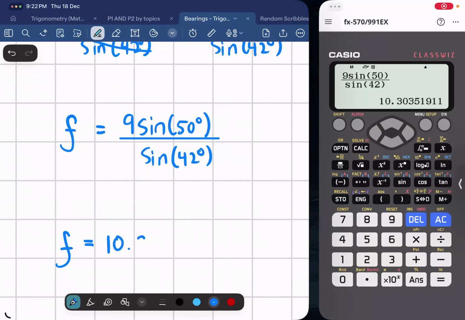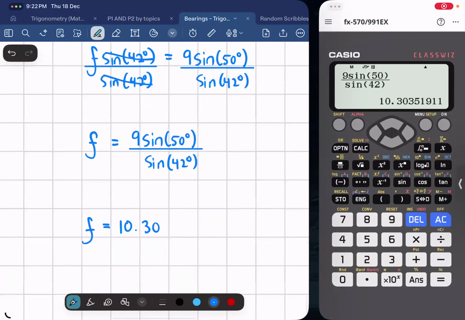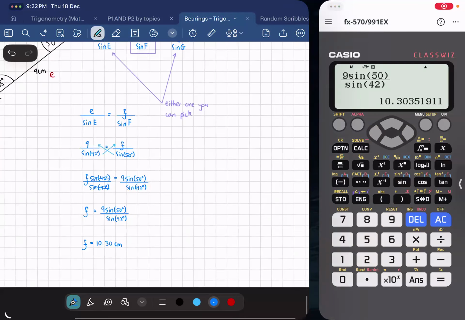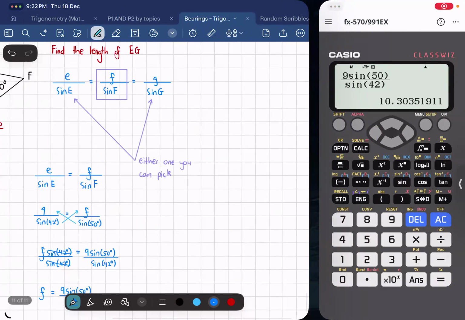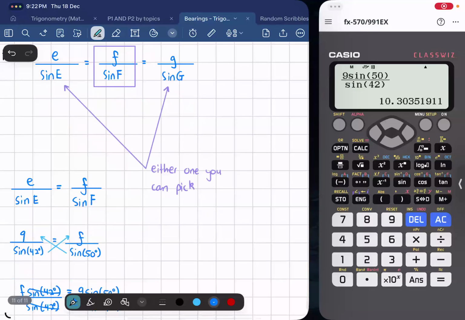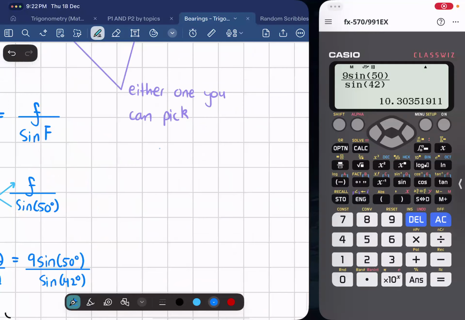So, Farazana, are you okay with this question? Yes, sir. Do you think this was the only way you could answer this question? No, you could use the cosine too. Exactly. And we could also use g over sine g. Yeah. Let me speed run it and see what happens.